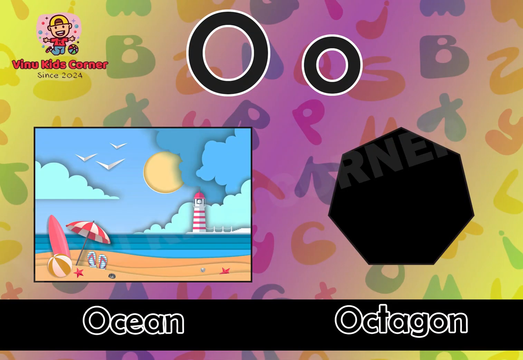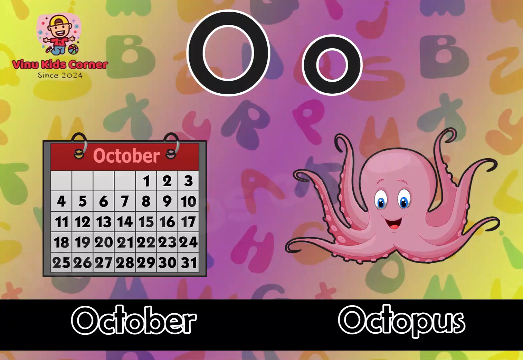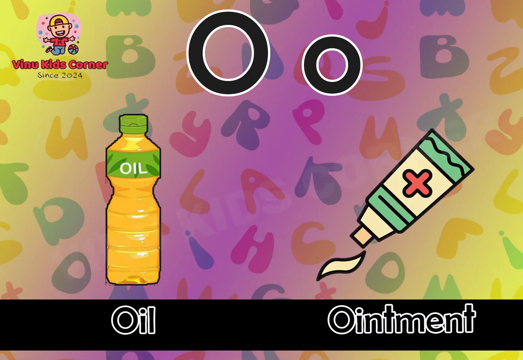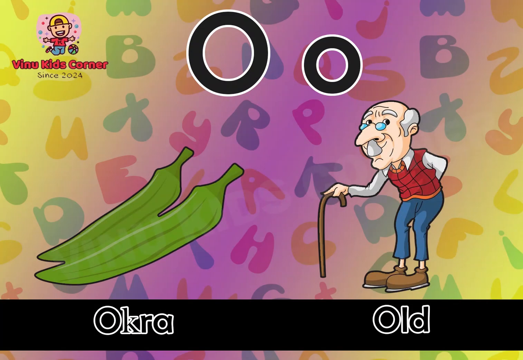O is for ocean. O is for octagon. O is for October. O is for octopus. O is for oil. O is for ointment. O is for okra. O is for old.